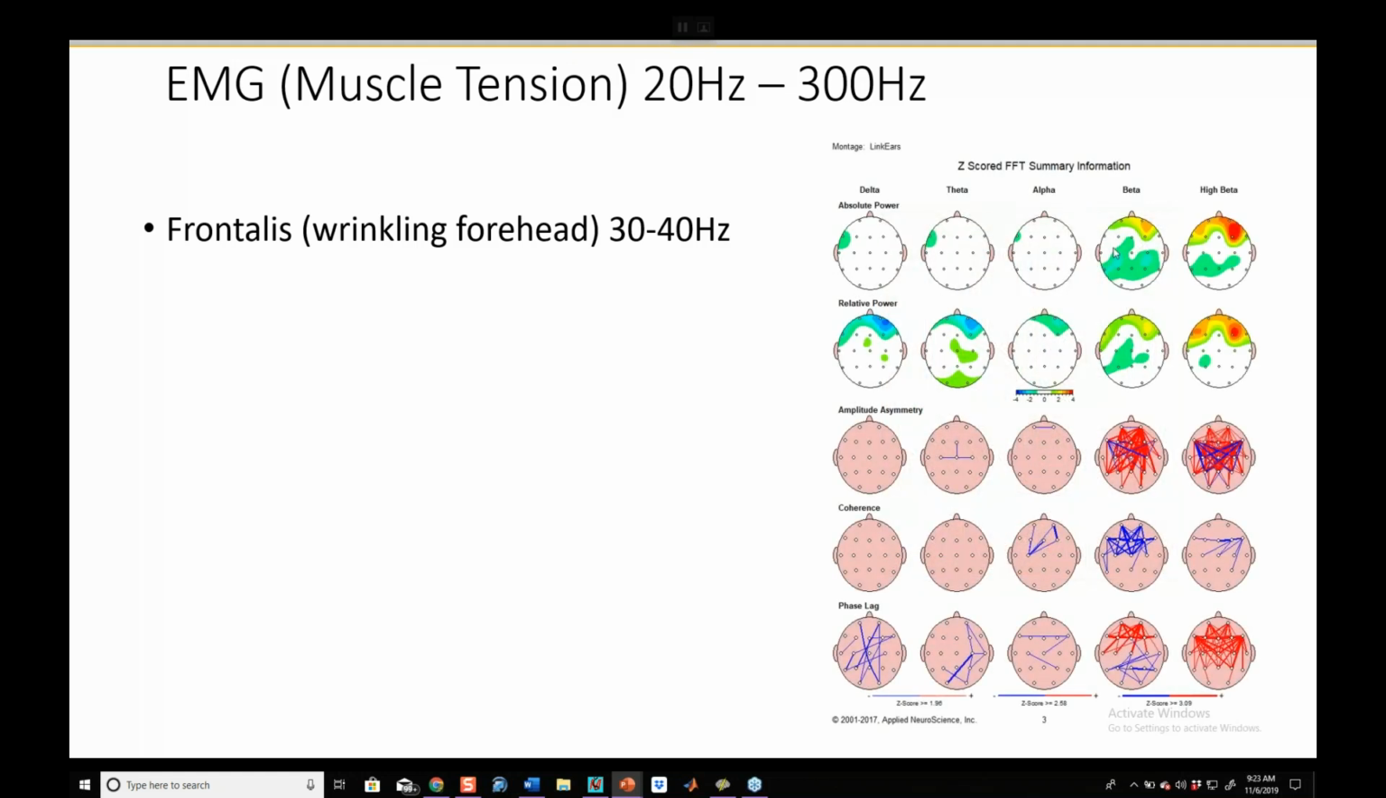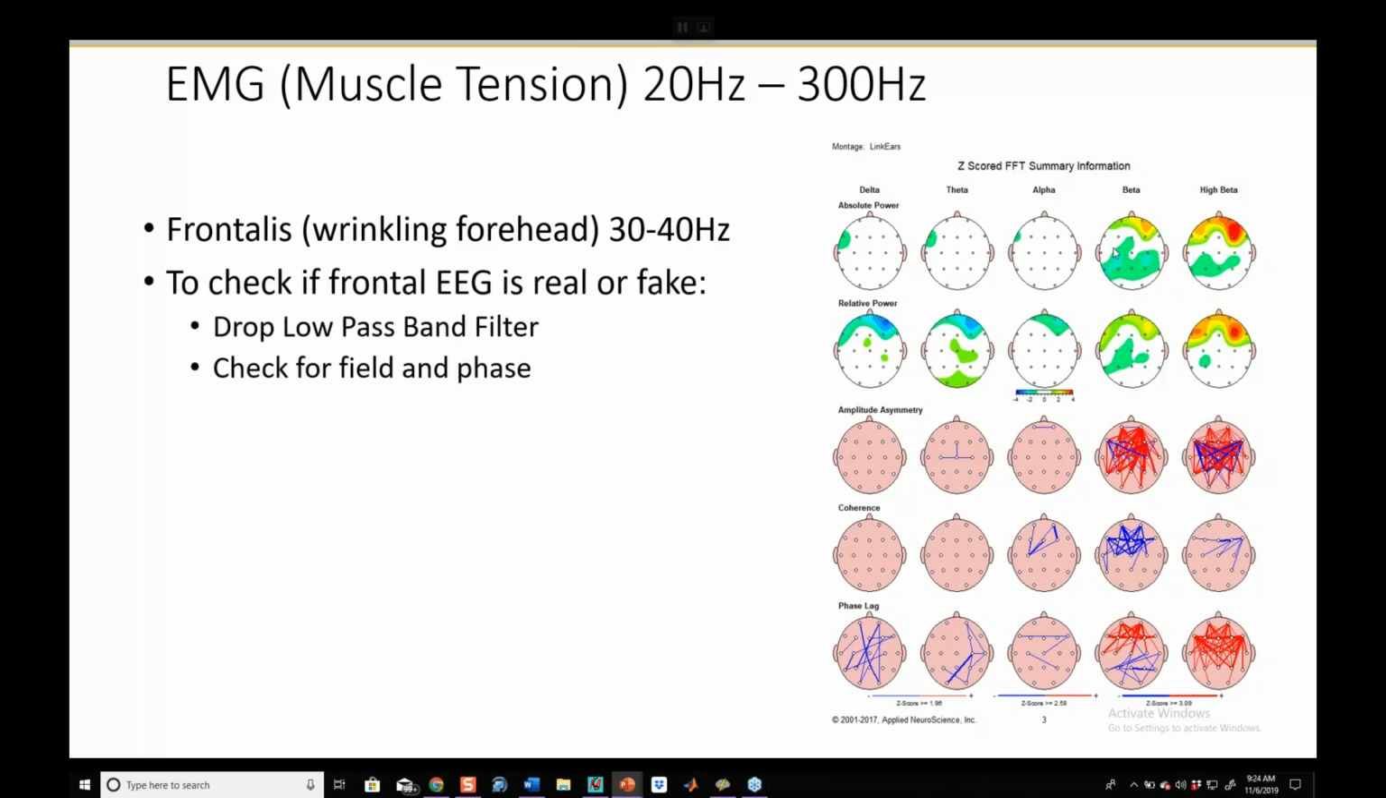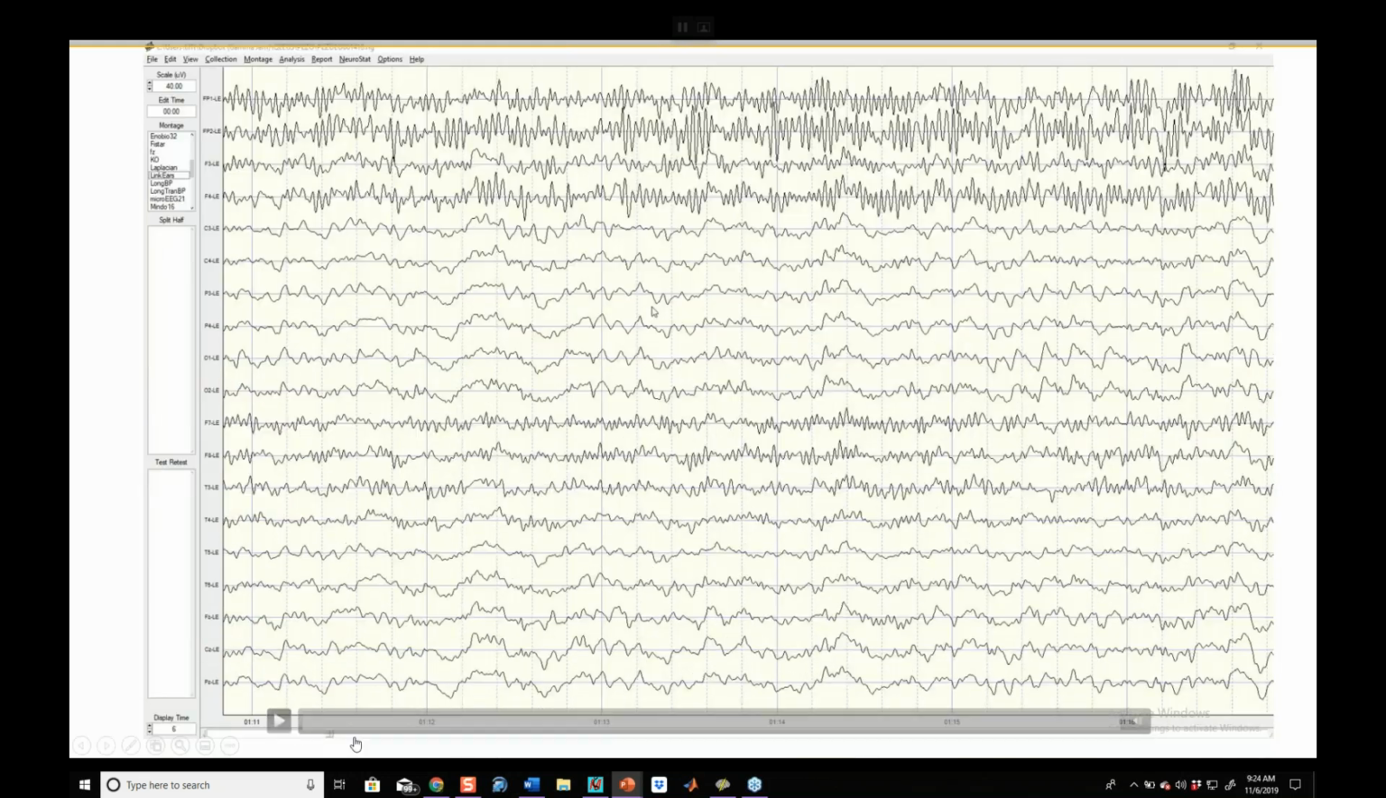The frontalis is due to wrinkling the forehead, frowning, scrunching, and it will show up in a map like this. We're going to have excessive high amplitude, high beta, and just like the other map, we have amplitude asymmetry, hypocoherence, and phase lag that are showing up as deviant. All of these metrics, even the deficit in relative delta and theta, are a consequence of false data to begin with, right? And so we know about these metrics now, and we know about these steps. You can drop the low pass filter to check for muscle. You can check for field and phase.